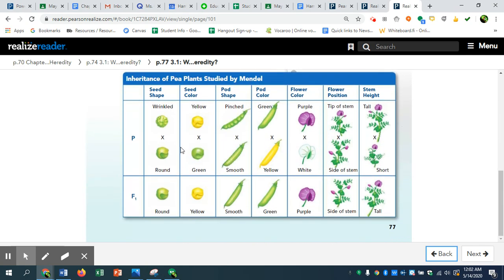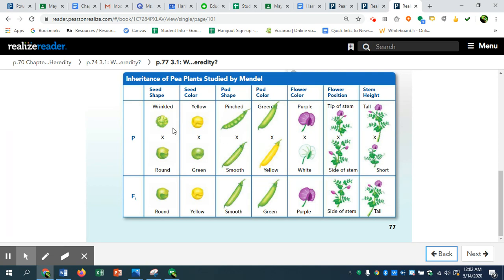So let's do this first part. Here in the parent generation, we see a wrinkled seed and a round P. That's the seed shape. And remember, the F1 means the first, so these are all the offspring. When Mendel did his work, he found that all the offspring showed the dominant trait.